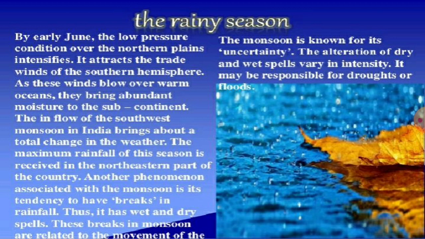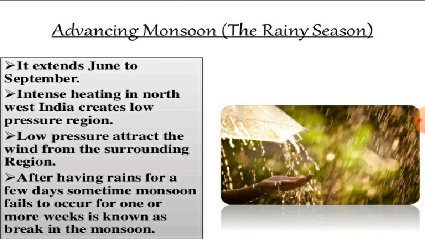Now, let us talk about some of the features of the rainy season. It extends from June to September. Intense heating in northwest India creates low pressure and attracts wind from the surrounding region, especially from the Arabian Sea and Bay of Bengal. After having rains for a few days, sometimes the monsoon fails to occur for one or more weeks. This is known as a break in the monsoon.